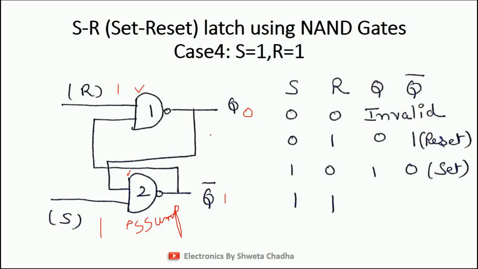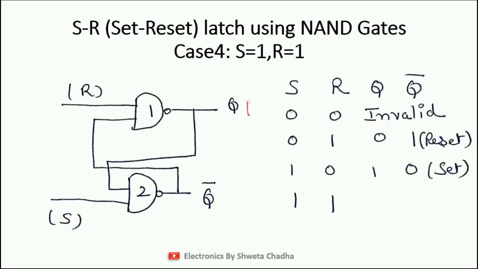Let us assume the previous condition, Q is 0. So 0 will be given as the input to gate number 2. And Q bar is 1, so 1 will be given here. So what is the output of the NAND gate when both the inputs are 1, 1? For 1, 1, output is 0. For 0, 1, minimum 1 input is 0, so output is 1. So students, this says that if my previous output was 0, 1, the next output will also become 0, 1. Now let us discuss the second assumption.